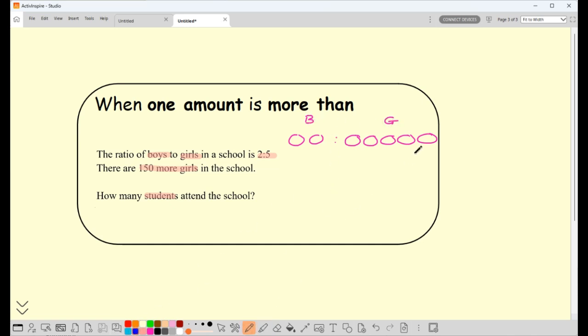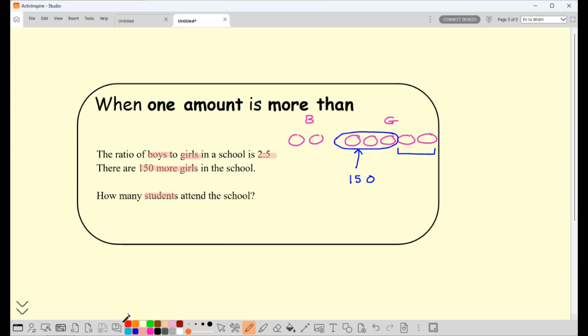and work out how many more circles you've got. So there's 2 for boys. So take your 2 for girls. There are 3 circles that are there more, okay? So that represents the more girls, the 3 boxes. That's equal to 150, as mentioned in the question.